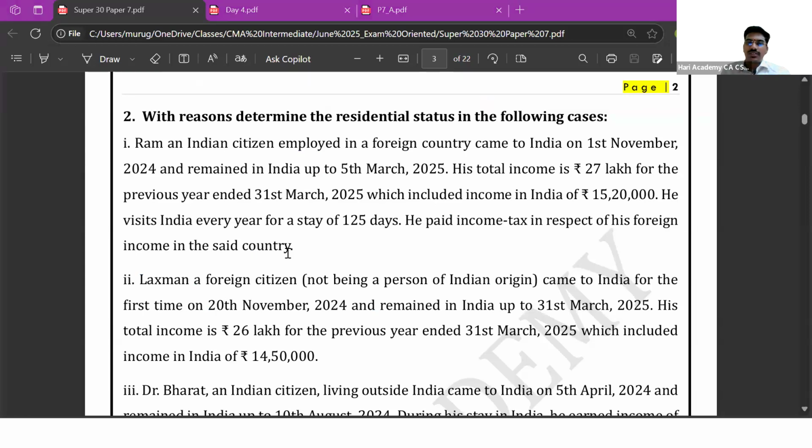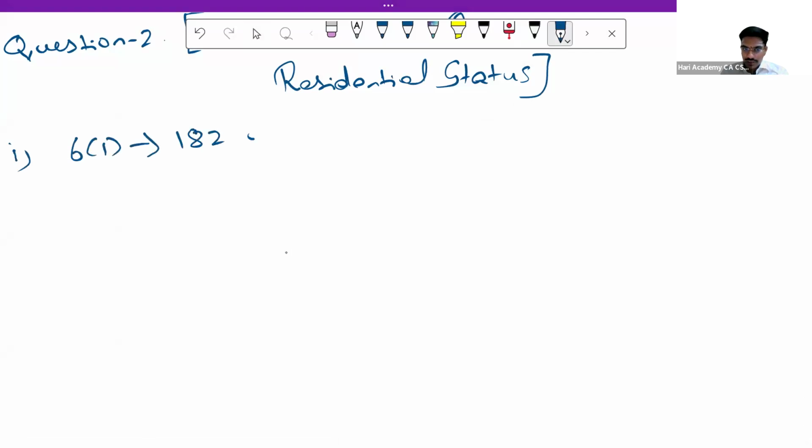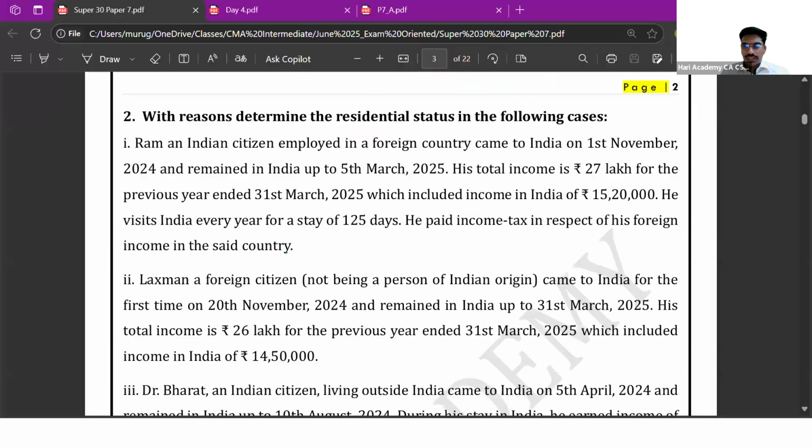Okay. So first we have to check the conditions of 6.1 and 6.6. 6.1 says if your stay is more than 182 days, you are a resident. This condition is not satisfied in the present case.